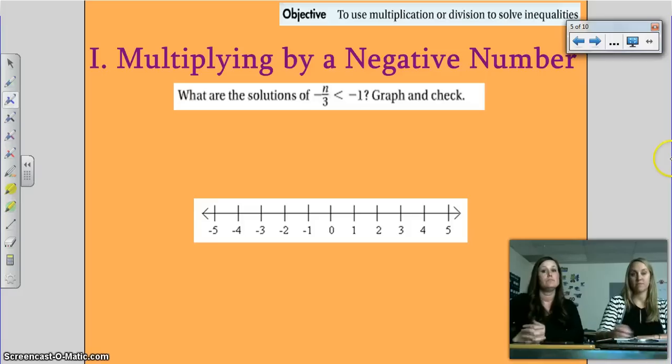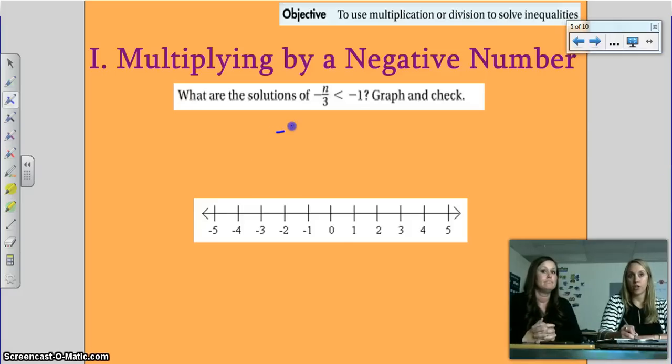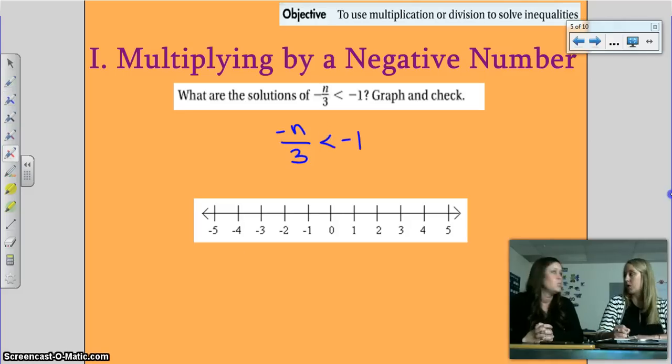Multiplying by a negative number. This one is a little trickier because it's -n over 3 is less than -1. Have no fear. We've watched flips before. We got you covered.